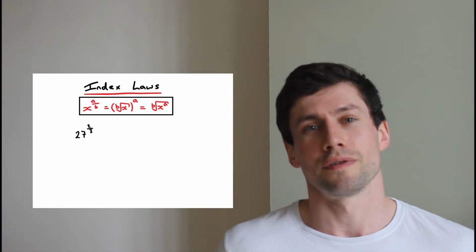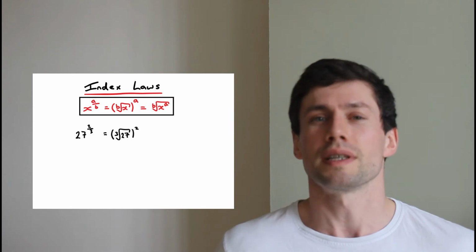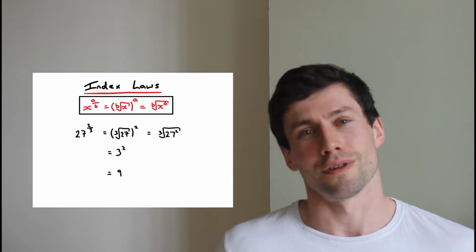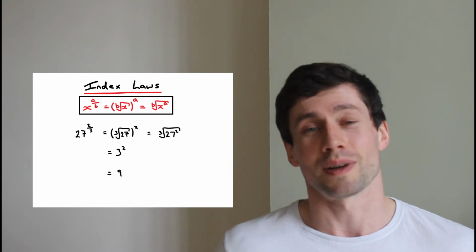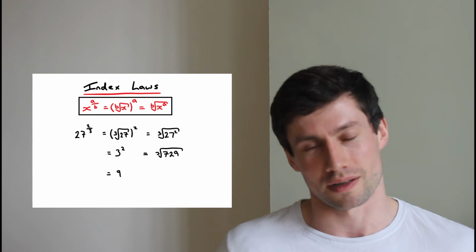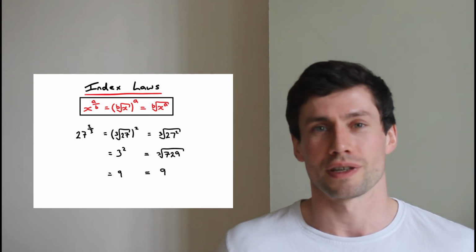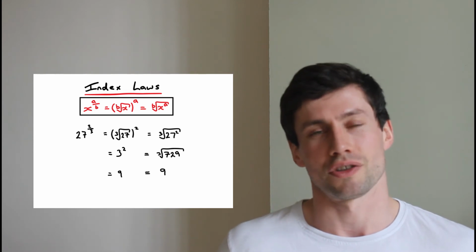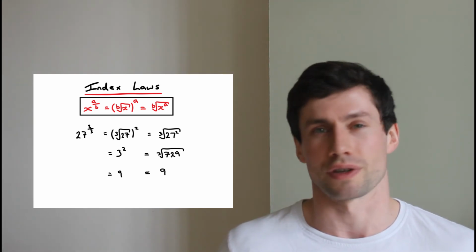Another example would be 27 to the power of 2/3. This is the cube root of 27, squared, which is 3 squared, which is 9. But it is also the cube root of 27 squared, and 27 squared is huge. You don't want to have to work out 27 squared and then work out its cube root. It's much easier to go down to 3 and then back up to 9 to work out 27 to the power of 2/3.